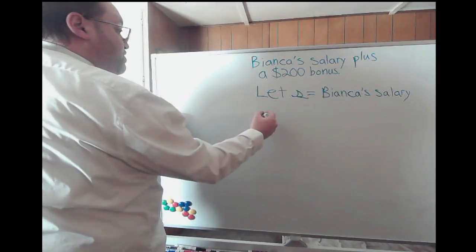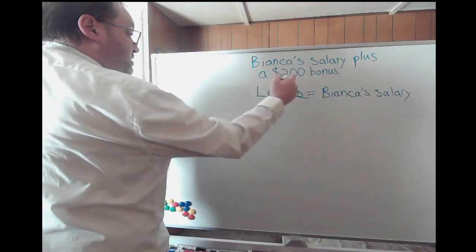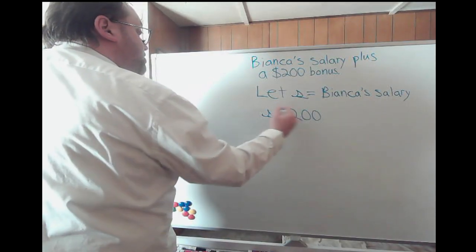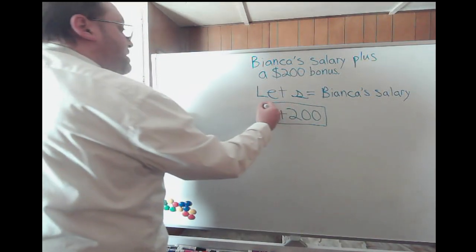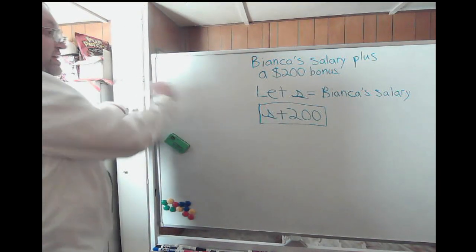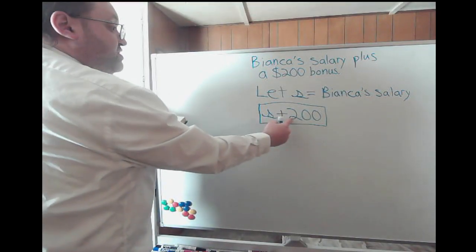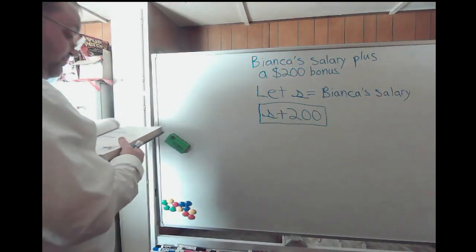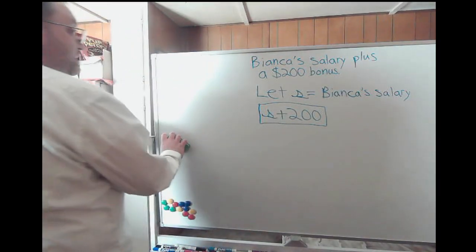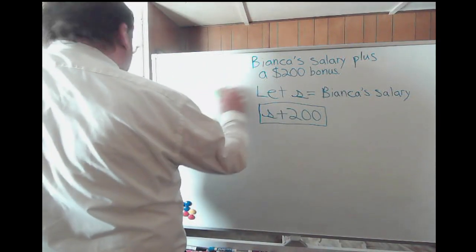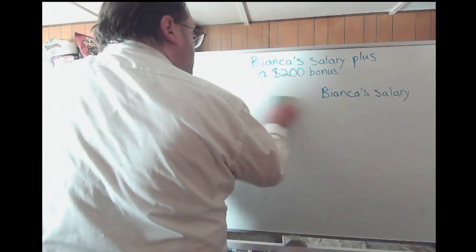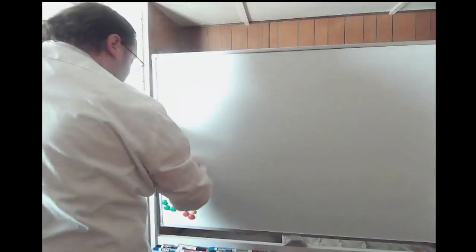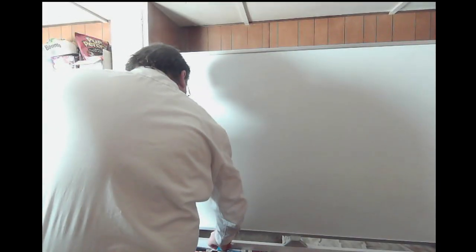Okay, so they're saying she has her salary plus a $200 bonus, so what you would have is s plus 200. That would be the expression, the s being Bianca's salary plus 200. It would just translate into s plus 200. So there's that one. Let's do a few more word problems here. Do a few more expressions.